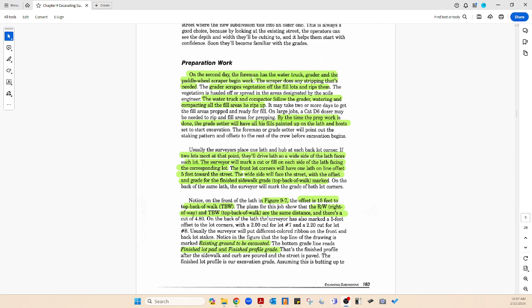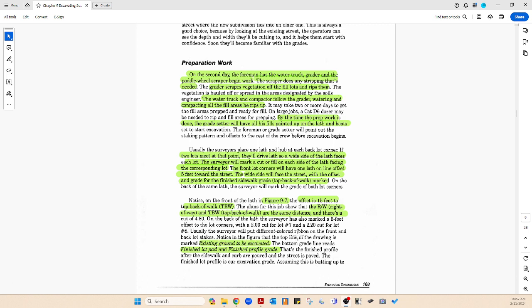On the back of the lath, the surveyor has marked a 5 foot offset to the lot corners with a 2 foot cut for lot 7 and a 2.2 cut for lot 8. Usually the surveyor will put different colored ribbon on the front and back of lot stakes.